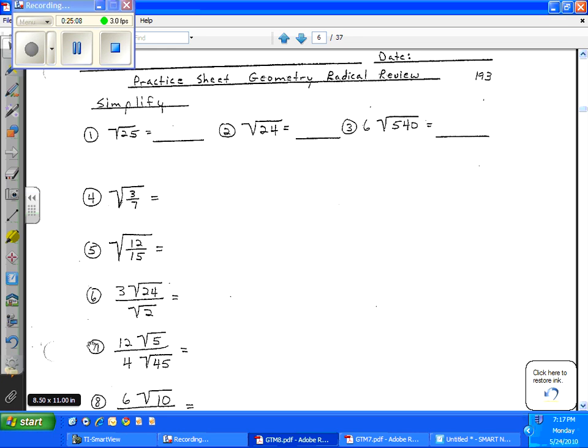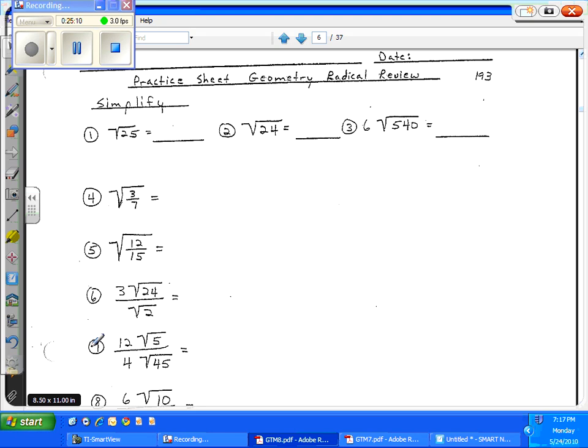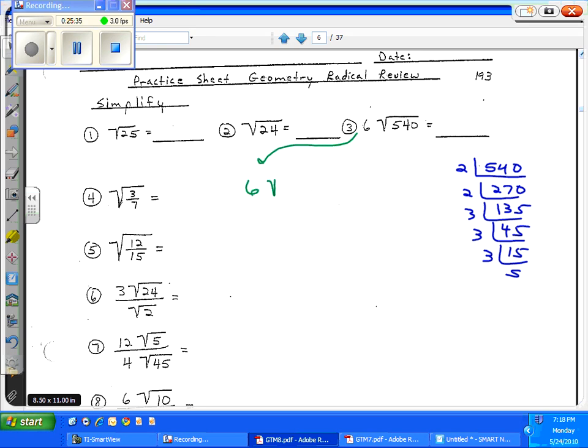Let's look at number 3. We have 6 square root of 540. We're going to take the 540, the radicand, and we're going to do the prime factorization. 2 will go into it 270 times. 2 will go 135 times. 3 will go 45 times. 3 will go 15 times. And 3 will go 5 times. Now we already had that 6 out there. So we're going to have 6 square root of 2 times 2 times 3 times 3 times 3 times 5.